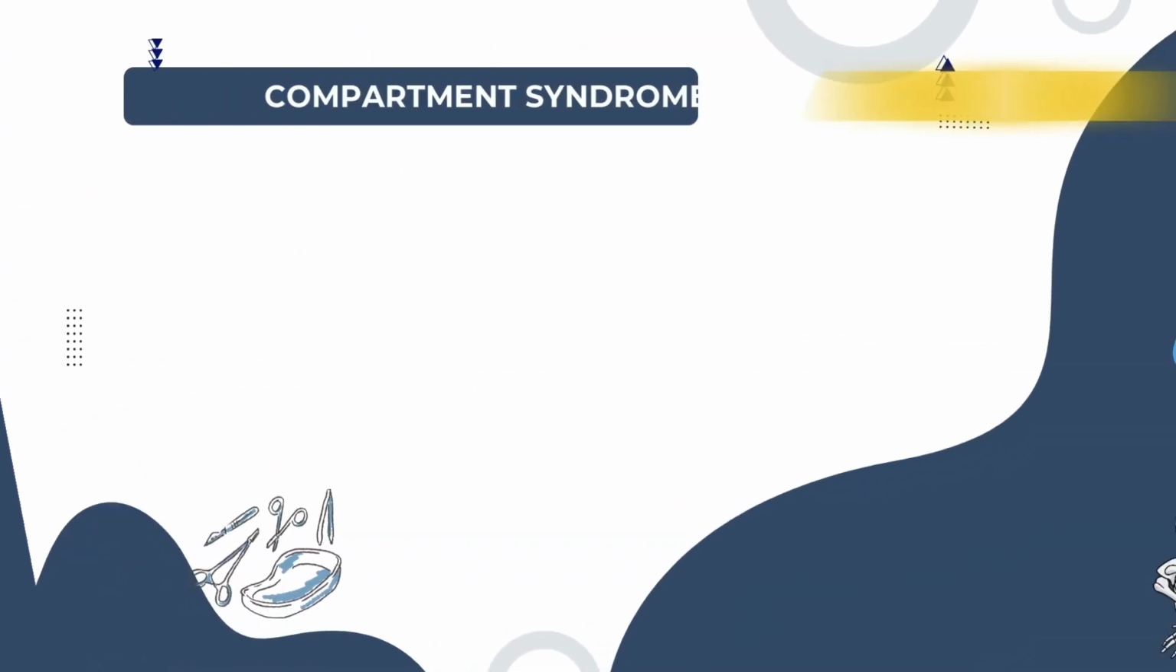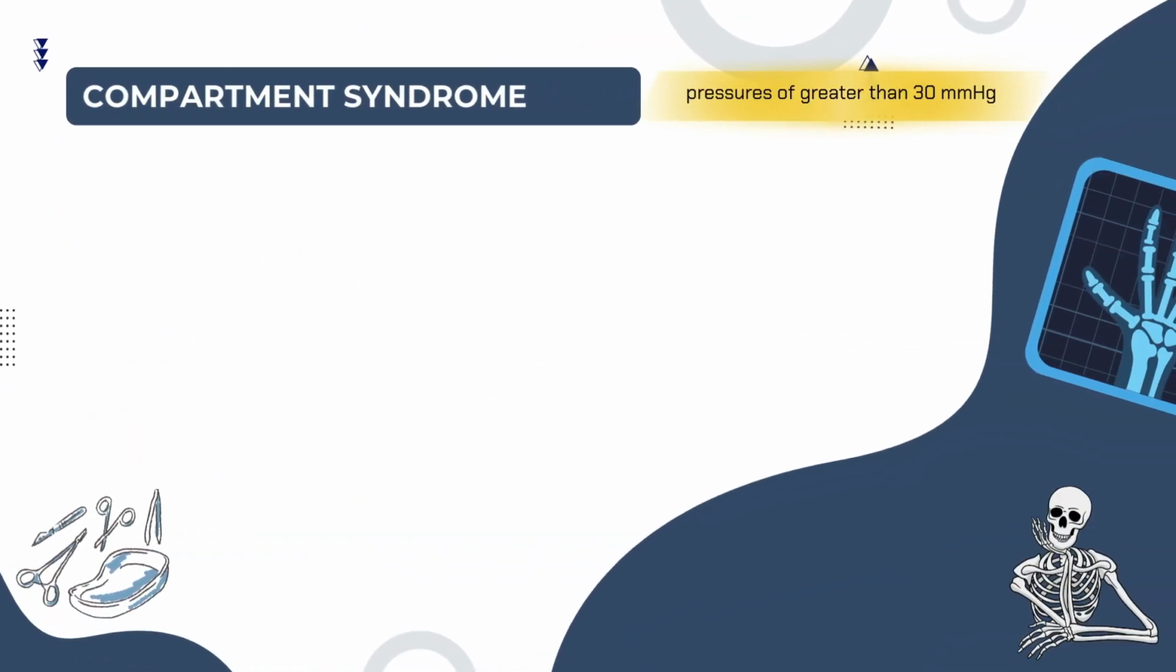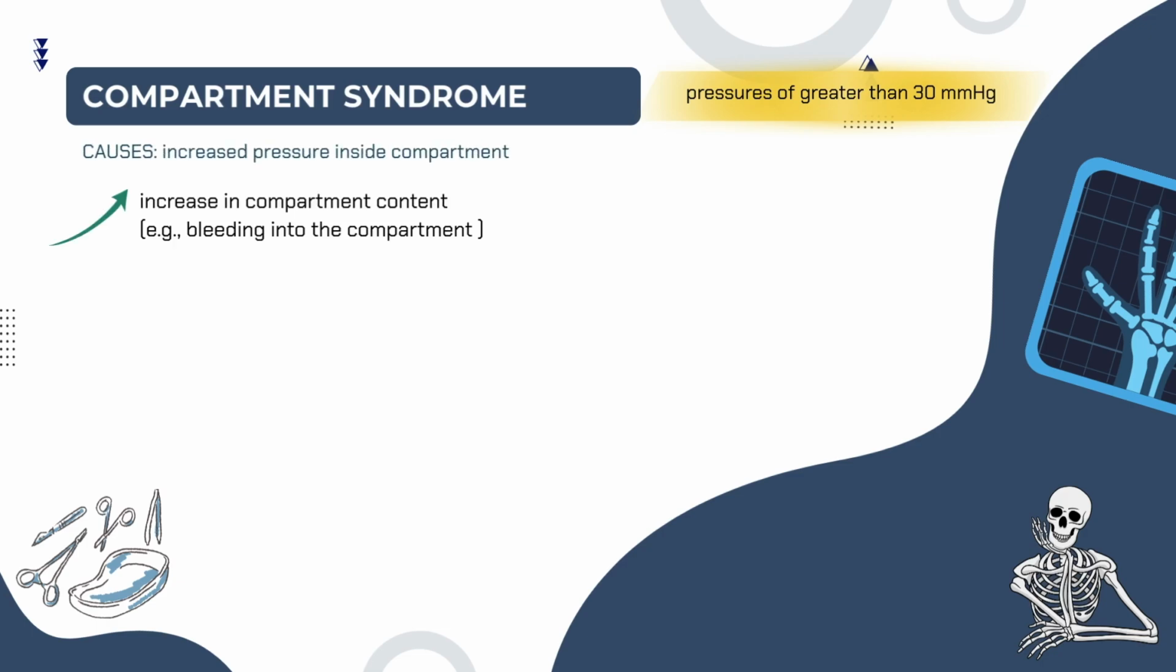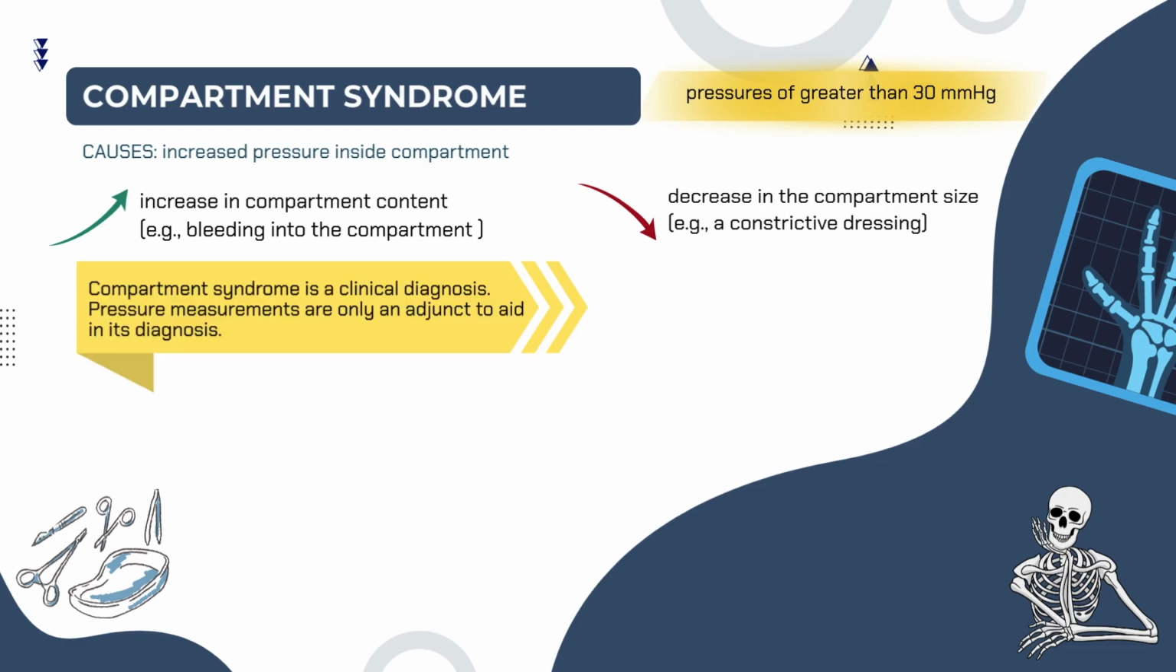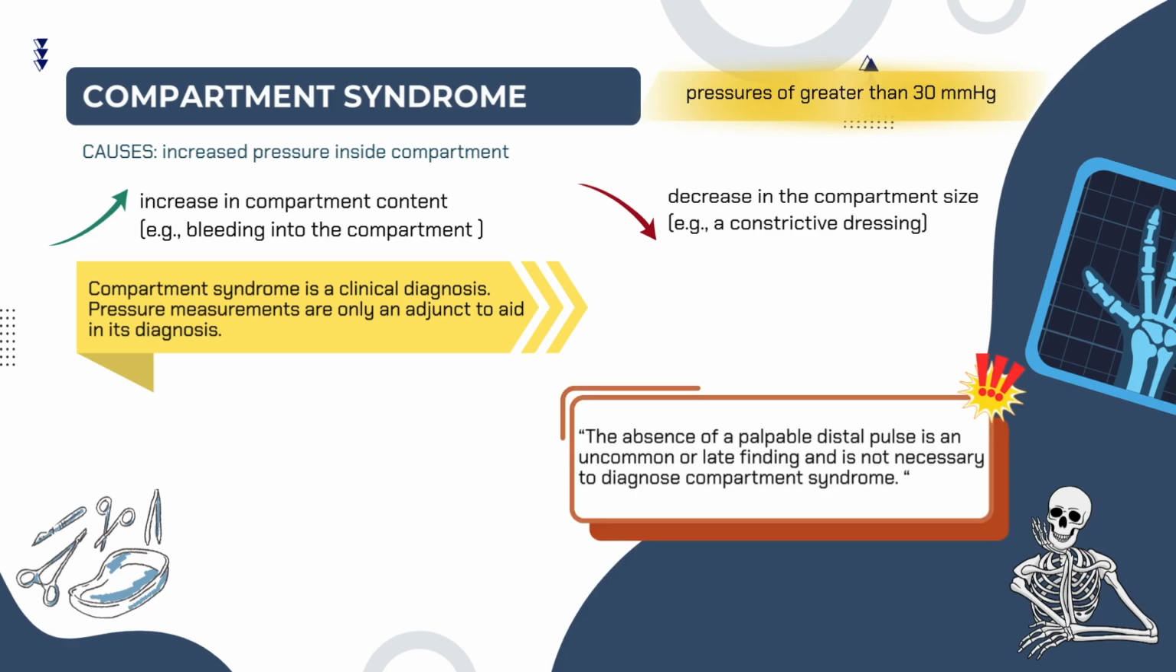Finally, compartment syndrome. When the pressure is greater than 30 millimeters of mercury, compartment syndrome can occur inside a compartment. The cause can be increased pressure inside the compartment, which can be due to an increase in compartment content like bleeding inside the compartment, or a decrease in the compartment size as with a constrictive dressing. Compartment syndrome is a clinical diagnosis. Pressure measurements can only be an adjunct for its diagnosis. This is a very important point you have to remember.